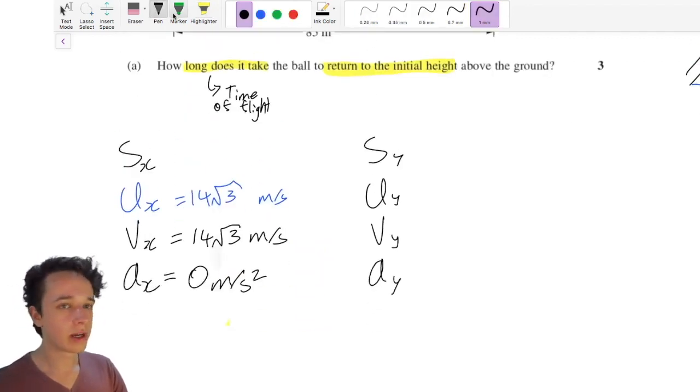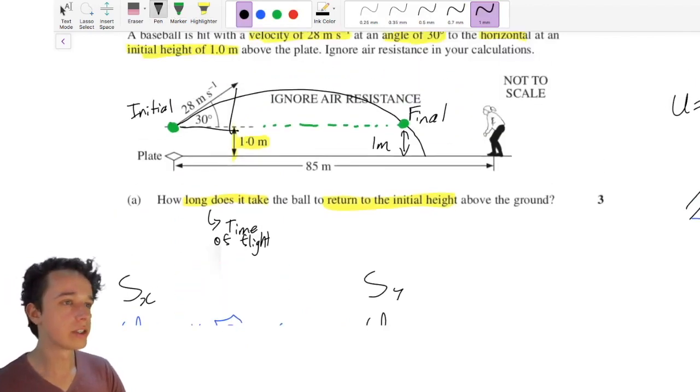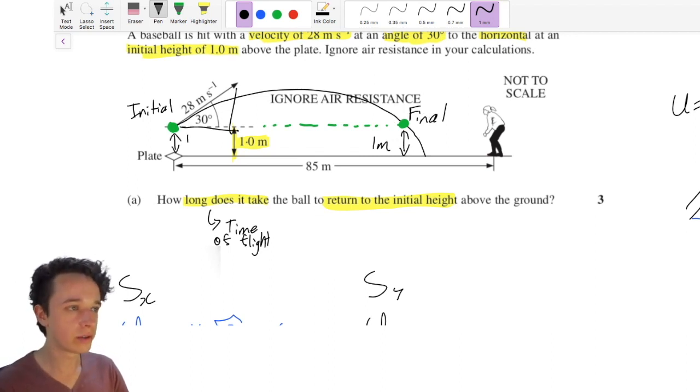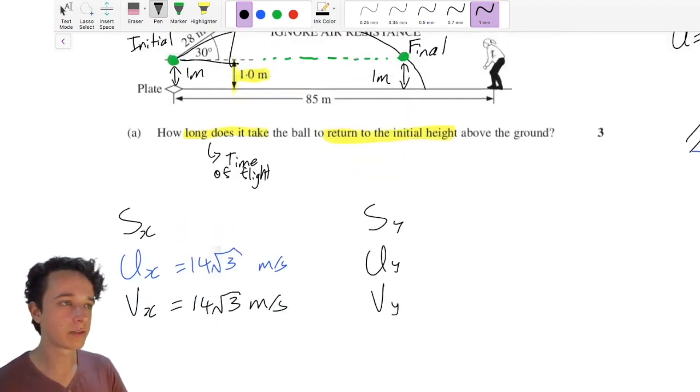SY, do we know anything about SY? Yes, we do. What's the displacement in the y component of the final position relative to the initial position? Well, the initial position is 1 meter above the ground, and the final position is also 1 meter above the ground. So the displacement in the y component, the displacement in the vertical component is 0. So there's no displacement in the vertical component. So we know that SY is 0 meters.